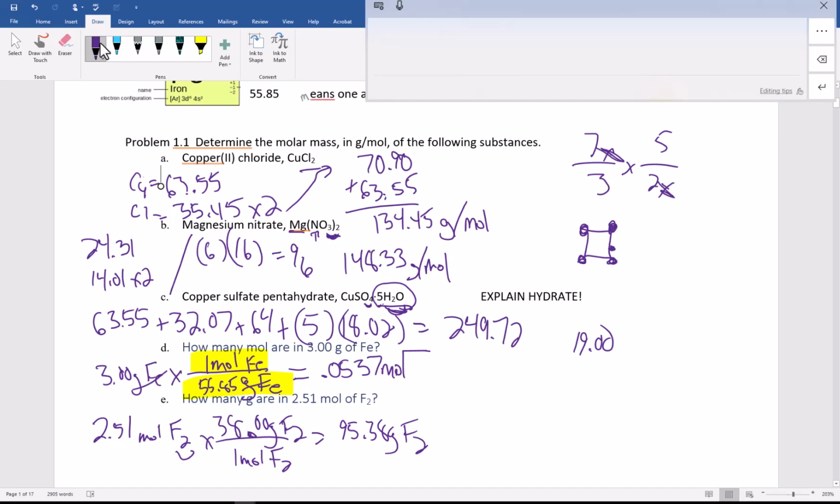You do need units, just so you know. Even if it's just moles, I should have moles of iron on there, but that's it.